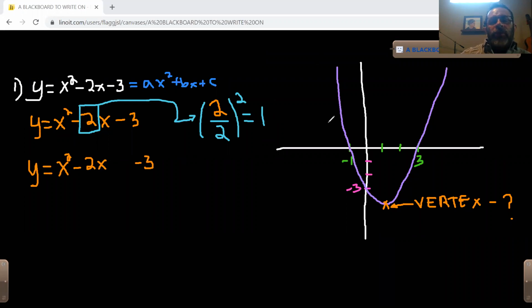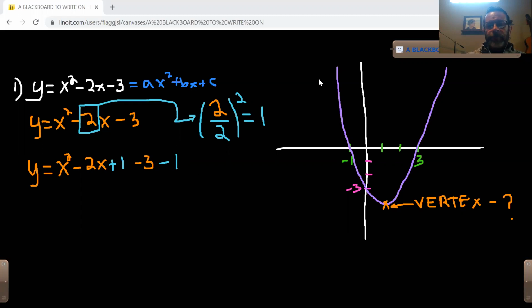And what we're going to do is that we are going to add and subtract that value to the expression. Notice that since I'm adding it and subtracting it, I'm really not doing anything to the equation. I'm not affecting it. If I add and subtract something, the equation isn't affected. Okay, so I'm going to add the value and I'm going to subtract it.